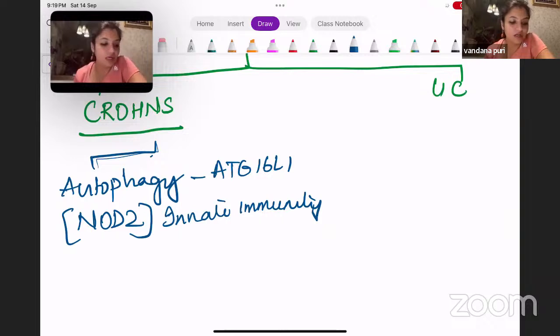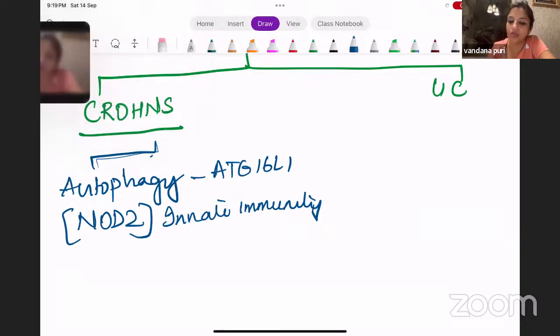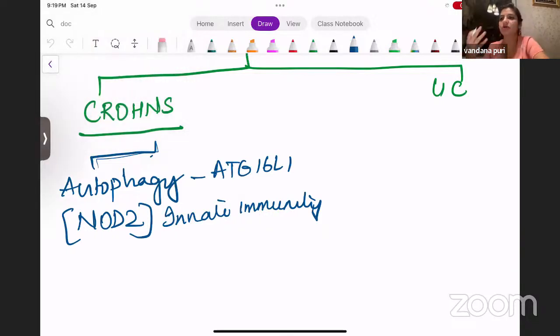So now there are defects in the genes. So either the autophagy gene is defective or there is an innate immunity defect. So an autophagy gene is defective, so the cell is not able to kill the pathogenic bacteria, and innate immunity is defective. So the cell will start recognizing its own self antigen as a pathogenic antigen. Okay, so that is what is going to happen here.